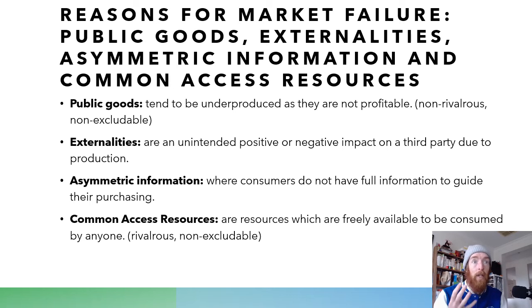Then we have different types of market failure. So there are 4 main types that are in the study design that we're going to talk about and how the government corrects them. So public goods tend to be underproduced as they're not profitable. They're non-rivalrous and non-excludable. Anyone can use them, and someone using them doesn't negatively impact someone else using them.